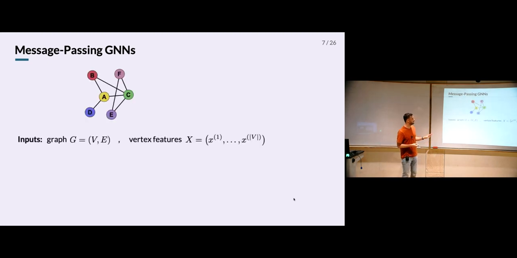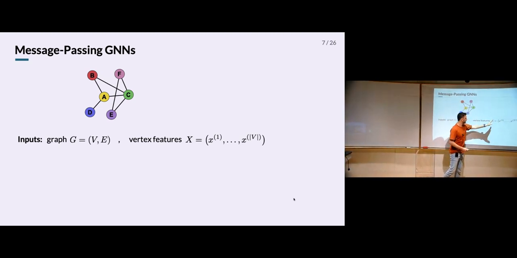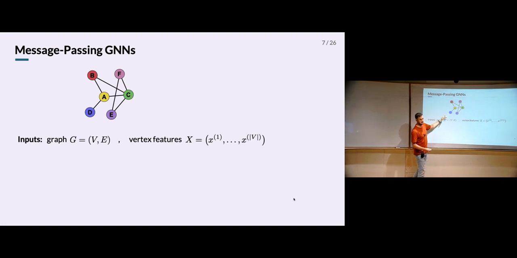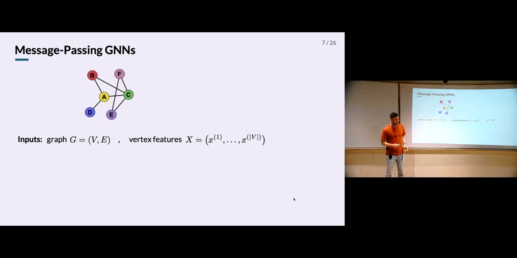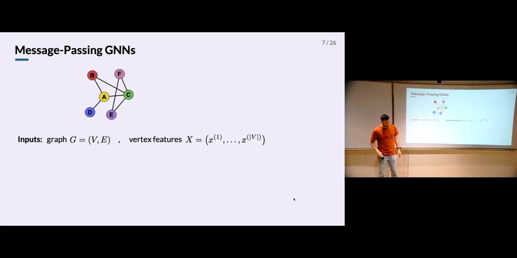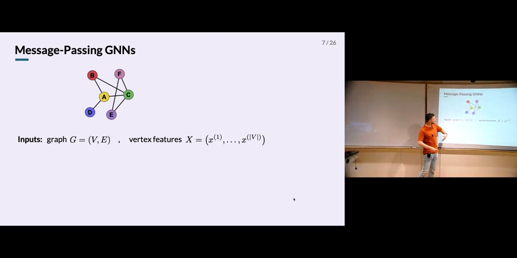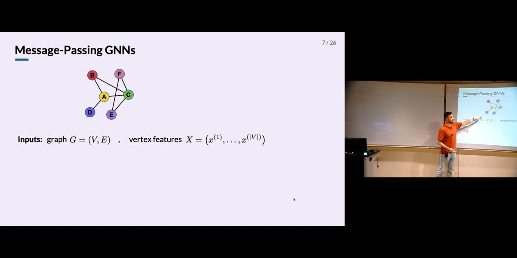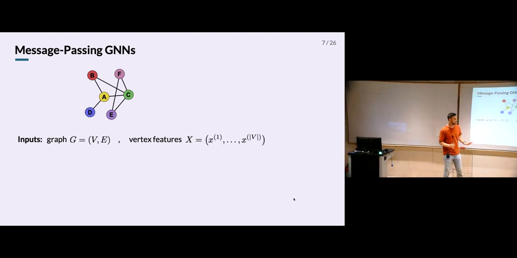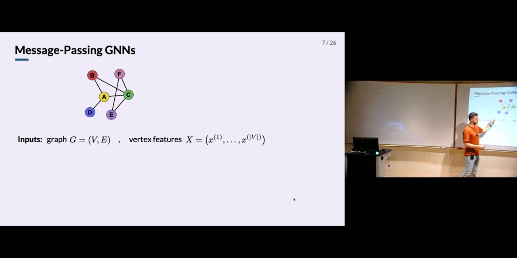The input to a GNN is a graph, such as the one here. And each of the vertices is associated with a vector of features. So this is a vector of features, and there's one of them for each of the vertices in the graph. You can also consider, for example, features for the edges, but for this talk, let's keep it simple. There are just features for the vertices.